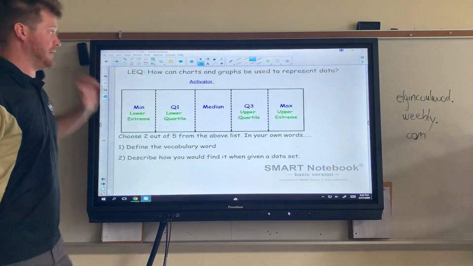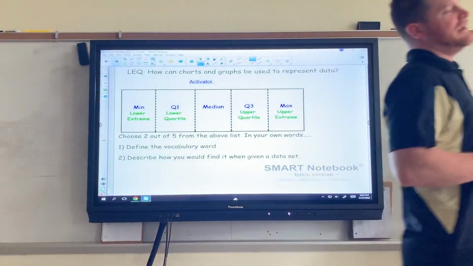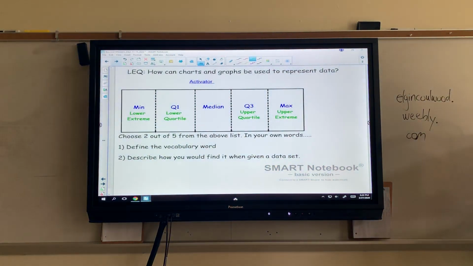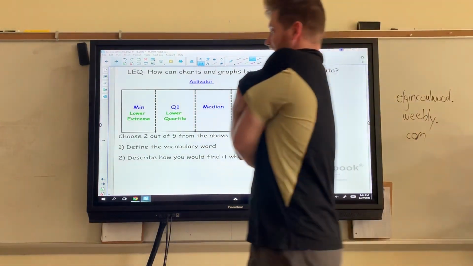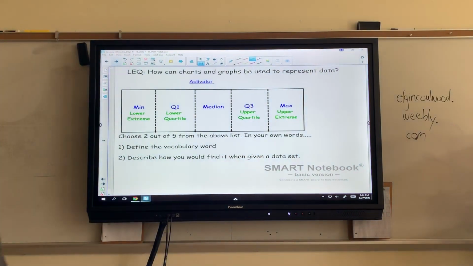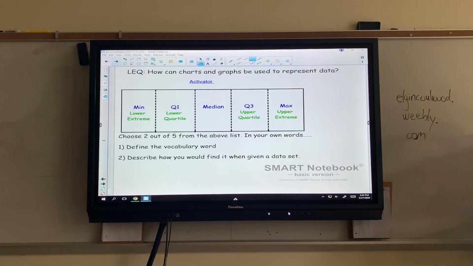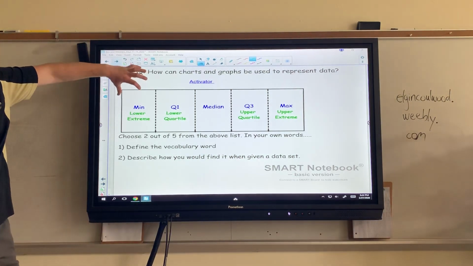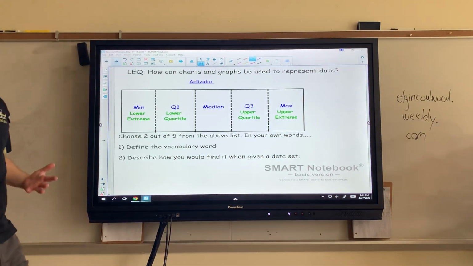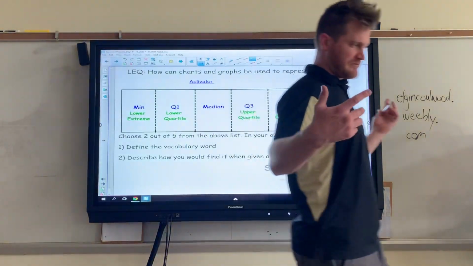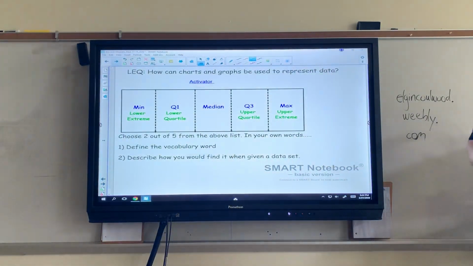You got it right. All right, we're going to go over some more box and whisker stuff from the last lesson. You should be able to define these vocabulary words. If we're in class and I say pick 2 out of 5 to define, you should be able to define all 5. Remember, min means the minimum, aka the lower extreme. What does the minimum represent in a data set? Just the smallest value, the smallest number you see in a data set.